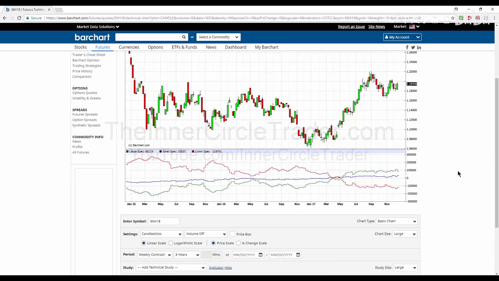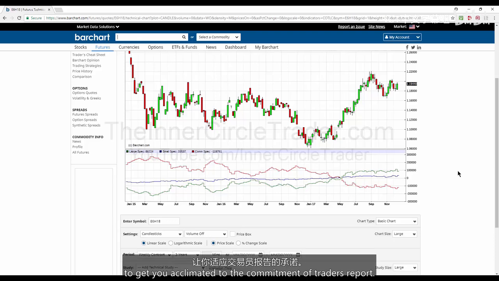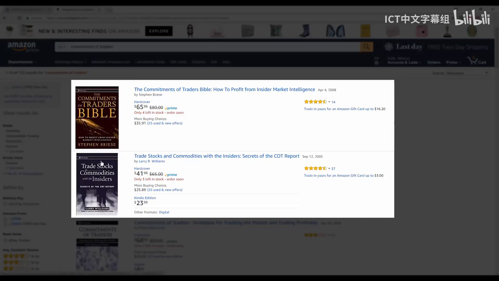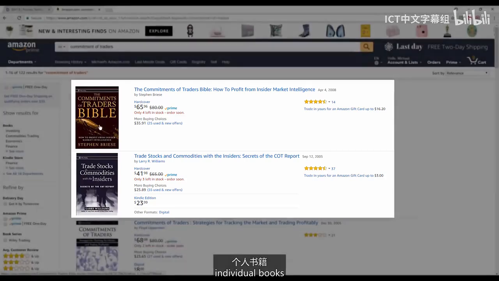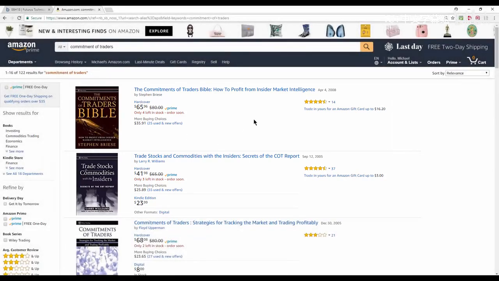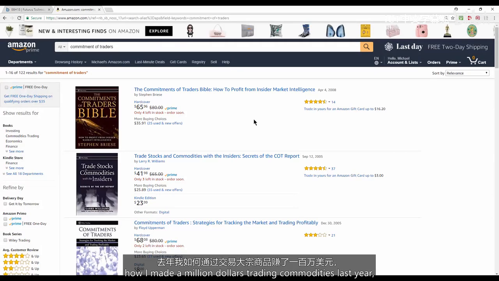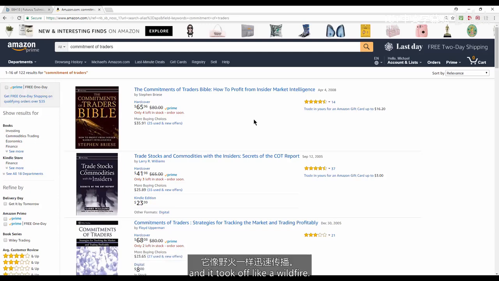So again, this is just an introductory lesson to get you acclimated to the Commitment of Traders Report. If you want to learn more about this subject matter, these two books here are, in my opinion, the two best individual books on the topic. You can see they're rather inexpensive. And there's also a book by Larry Williams, How I Made $1 Million Trading Commodities Last Year, where he basically introduced it to the trading community, and it took off like a wildfire.